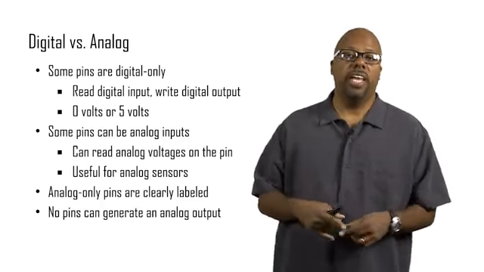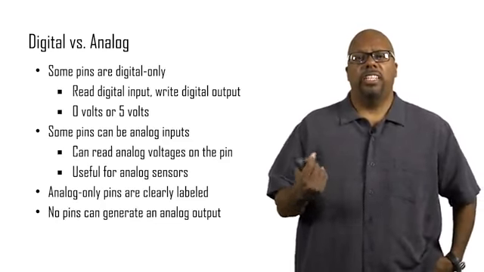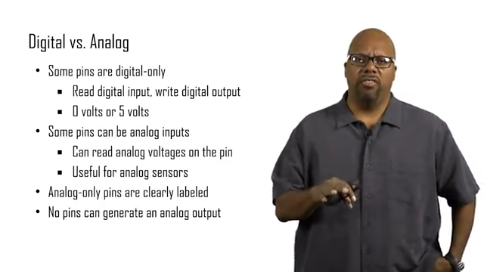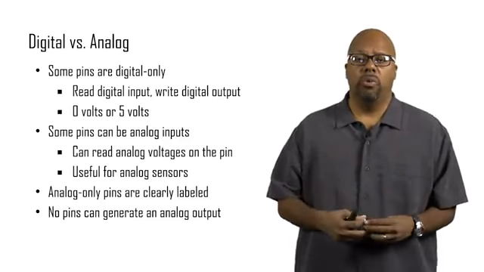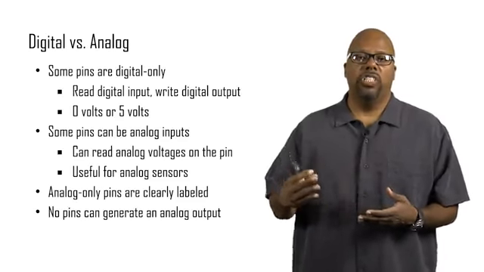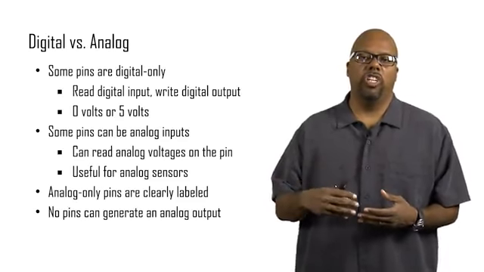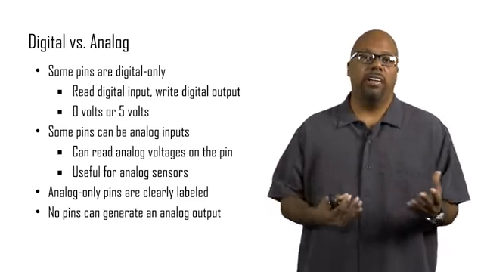Now some pins can be analog. These analog pins, they're labeled A0 through A5, right? And they're on the other side. They're also clearly labeled on the Arduino board. These analog pins, you can read analog voltages. So whatever the voltage is, the voltage can be interpreted as a digital number. We'll talk more about that later. But the voltage can be interpreted and read by a sketch.